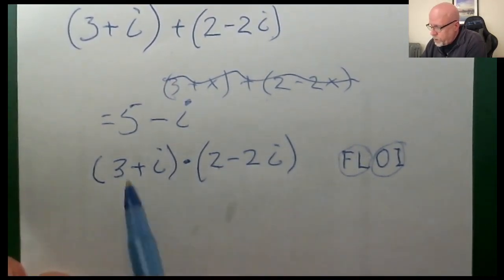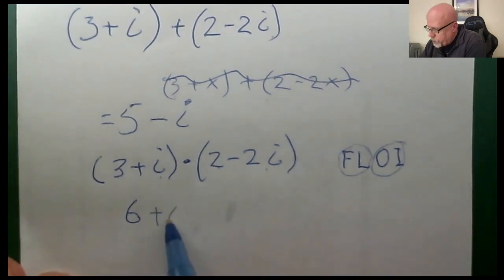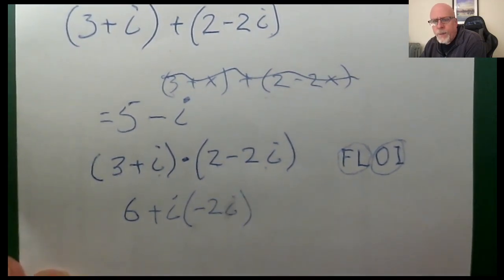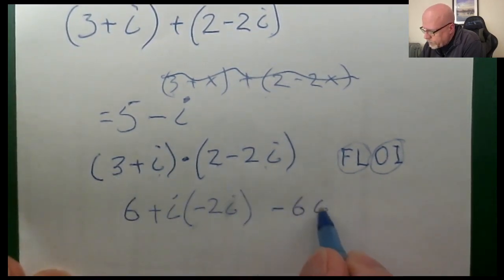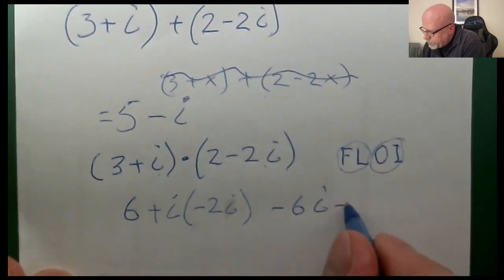First times first is 3 times 2, you get 6. Last times last is i times negative 2i. Let's just write that for the moment: i times minus 2i. And then, okay, let's finish it out. Outer times outer is negative 6i. And inner times inner is plus 2i.